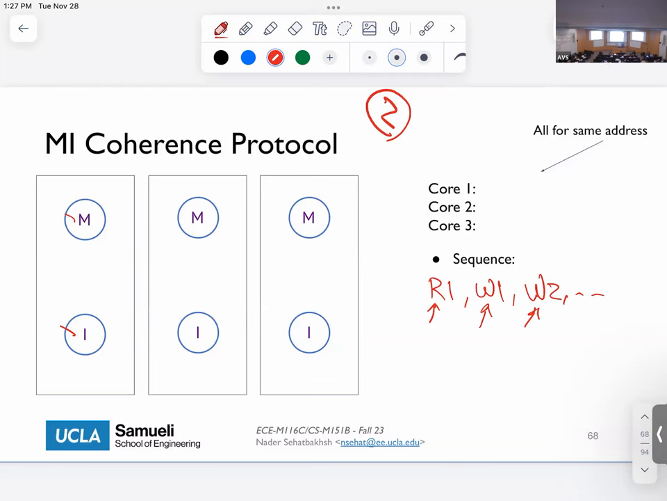We have these states for every single address in my cache. I'm just showing it for one address, but consider that this is actually repeating for every single address that we have in the cache. So let's talk about what is happening with each of these.